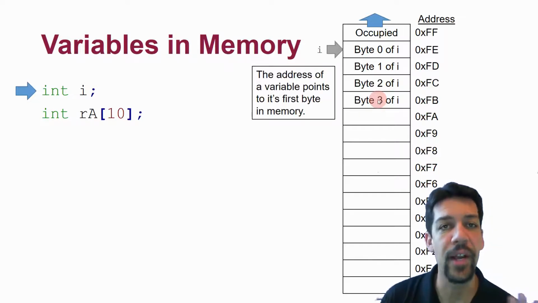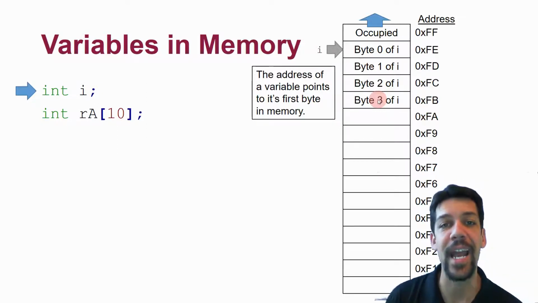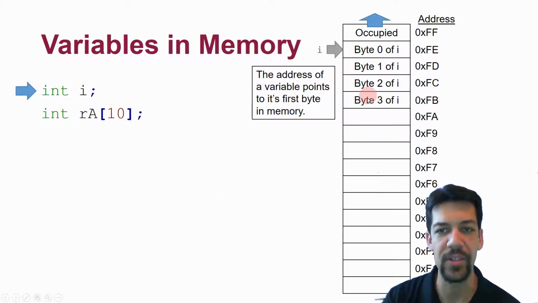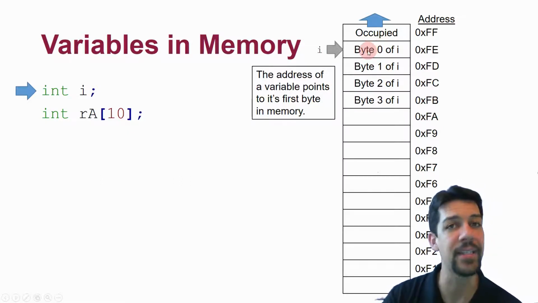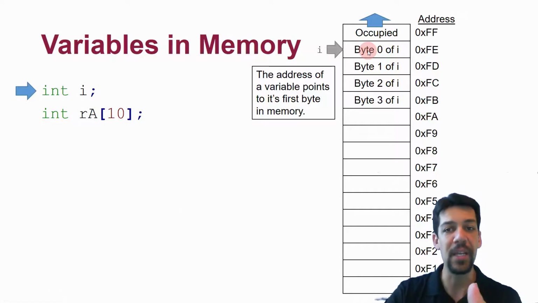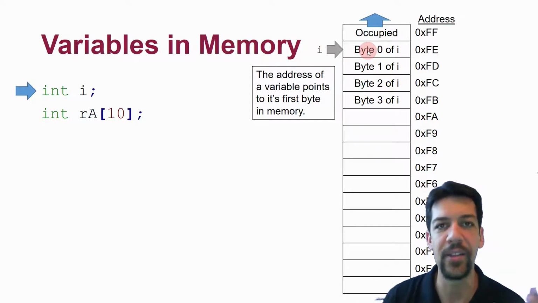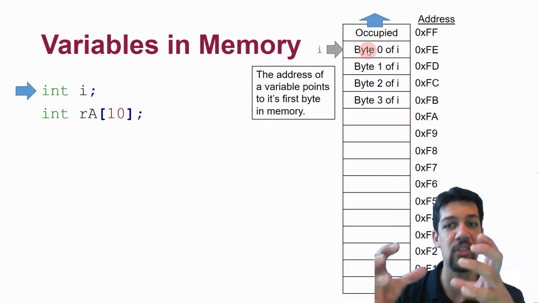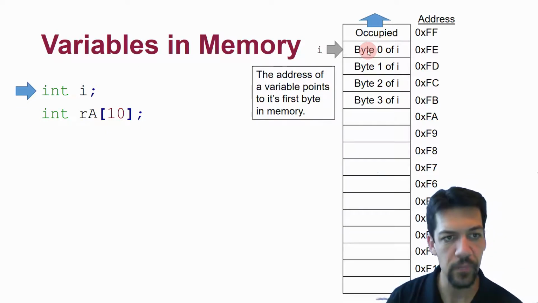Also notice that the address of a variable points to its first byte in memory, right? So if I were to get the address of I, it would be FE rather than FB or something like that. It always would be the very first byte of memory. And when we access it, we're actually telling the computer, give me the 4 bytes starting at FE, rather than give me byte 0, byte 1, byte 2, byte 3 of I, so on and so forth. We get the 4 bytes starting there, chunked all at once, right?